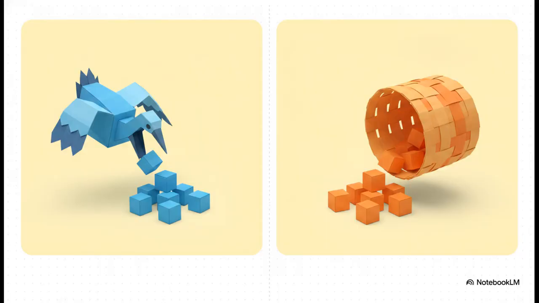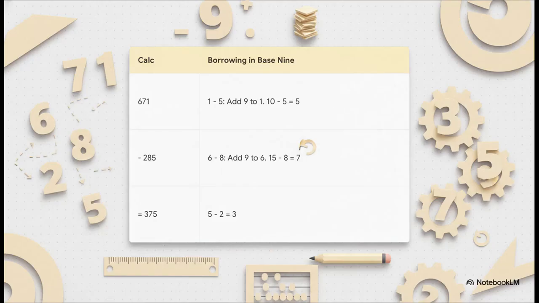When you borrow in your normal base 10 math, you're borrowing 10, right? You bring over a 10 and add it to the digit. But when you borrow in a non-decimal base, you borrow the exact value of that base. So in base 9, when you borrow from the neighbor, you are bringing over exactly 9. You add 9 to your digit, not 10. Let's see this in action. Let's walk through the exact math.